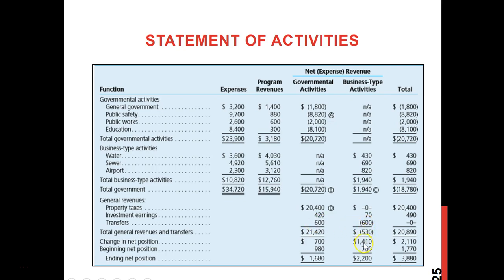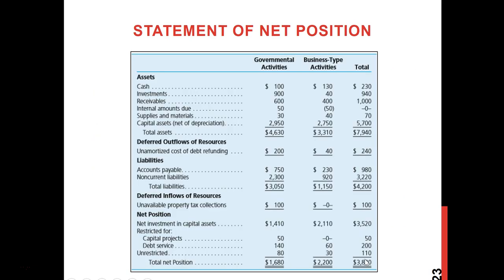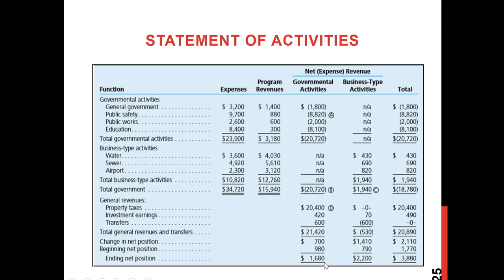So after doing that, you will see that the net change in business type activities is 1410, and if you add last year's net position amount, which we call beginning net position, 790, you will find that for business type activities the net position at the end of this year is 2200, which will match with your balance sheet's net position. Now they will do a total column, which is nothing.